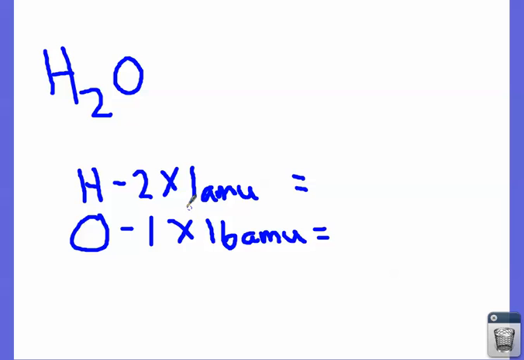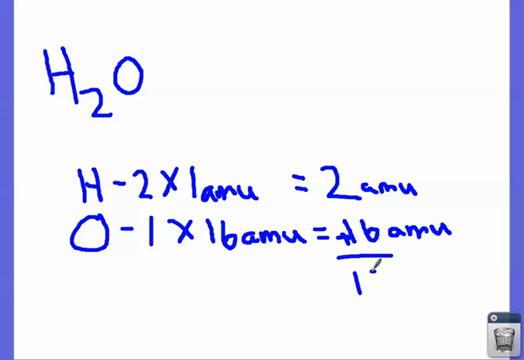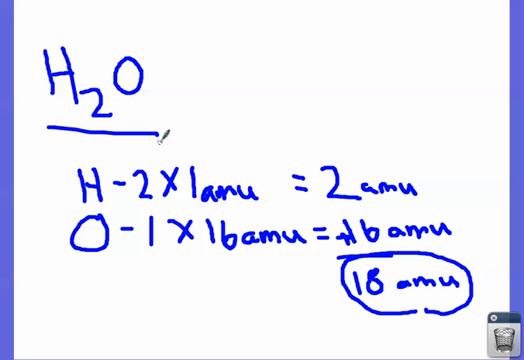Now that I have that, I have 2 atoms, each with a mass of 1 AMU, which means I have 2 AMU worth of hydrogen. Then I have 1 atom at 16 AMU apiece for oxygen, so that is 16 AMU in total worth of oxygen. Then I add these together, and 2 plus 16 gives me a mass of 18 AMU in total. So the total mass of this compound is 18 AMU.